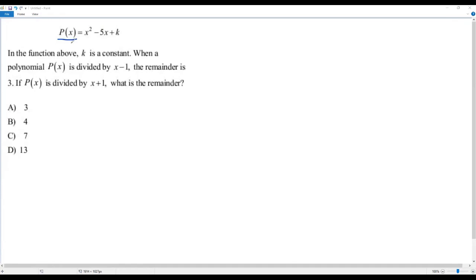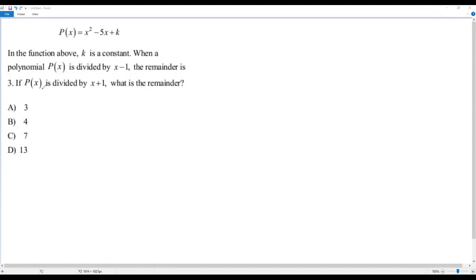Okay, here we have a polynomial function P of x. When this polynomial function P of x is divided by x plus 1, we have to find the remainder. Now, to find that remainder, first we have to get the value of this unknown constant k. How do we get the value of k? For that, we have to use this information: when P of x is divided by x minus 1, the remainder is 3.